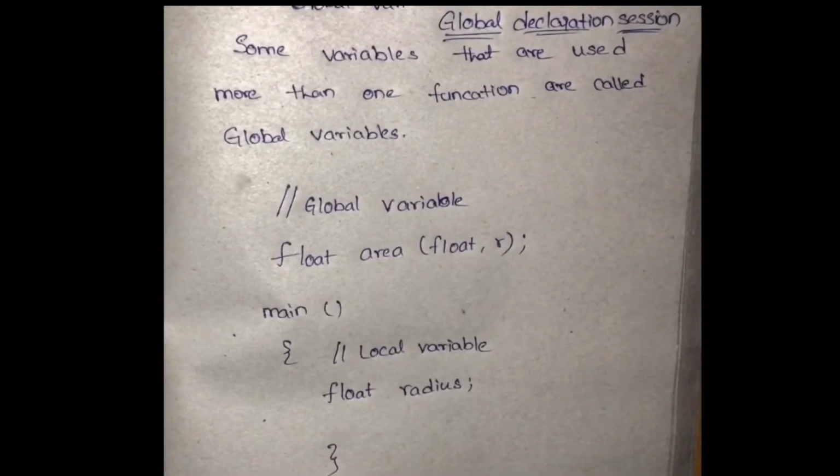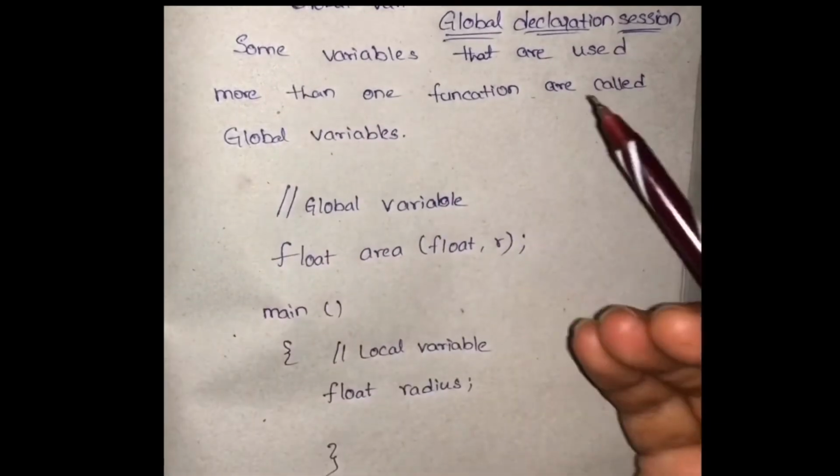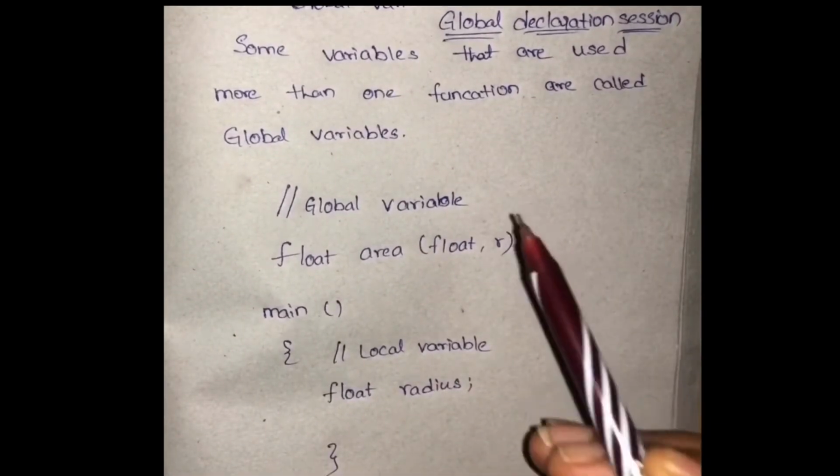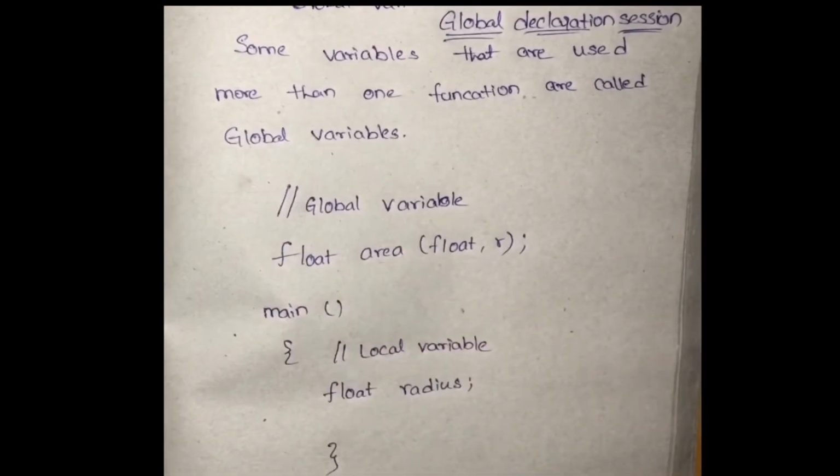In the previous video, we discussed what documentation, link and definition sections are. Now, the global declaration section. Before discussing this section, we want to know what global variables are. Global variables are variables that are used in more than one function.